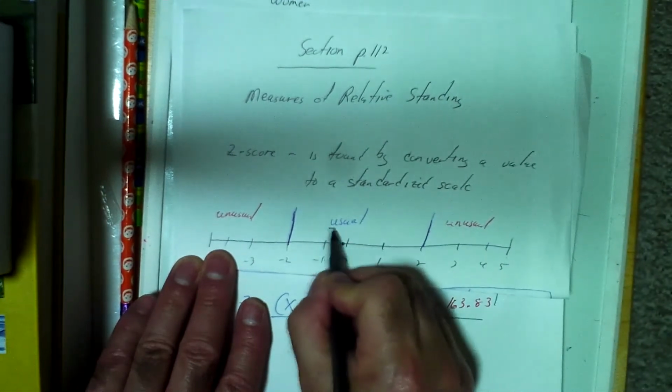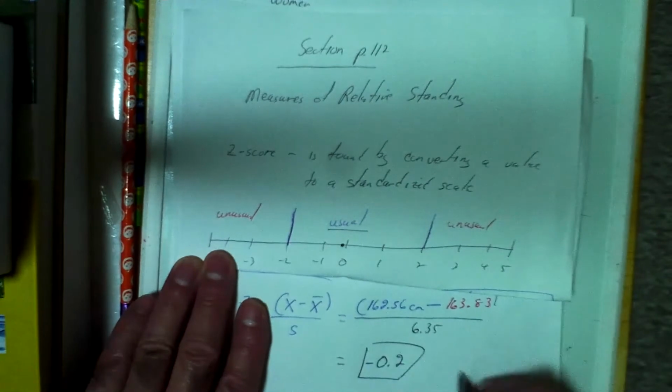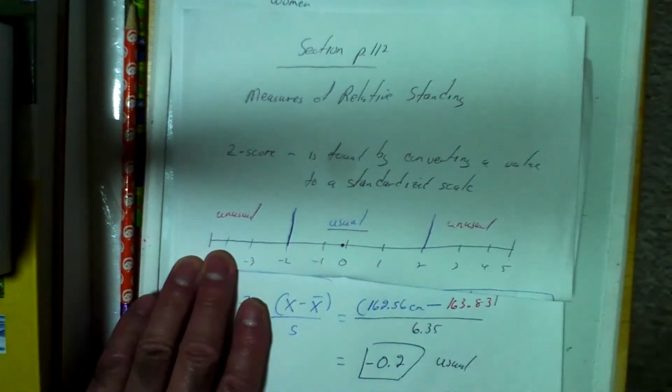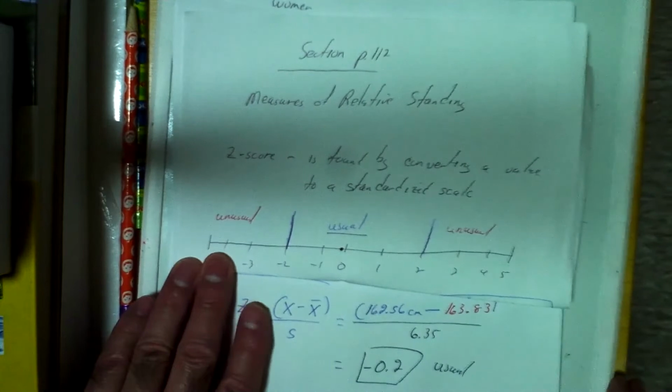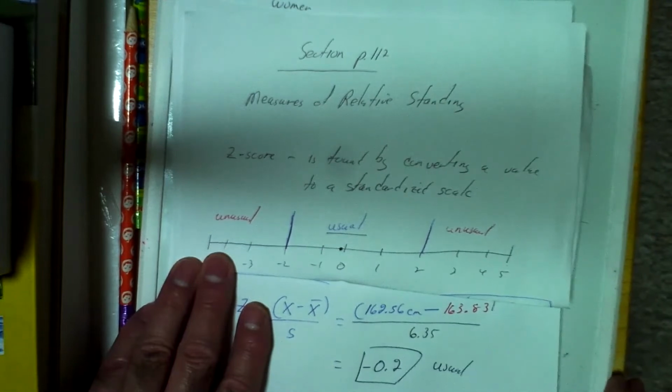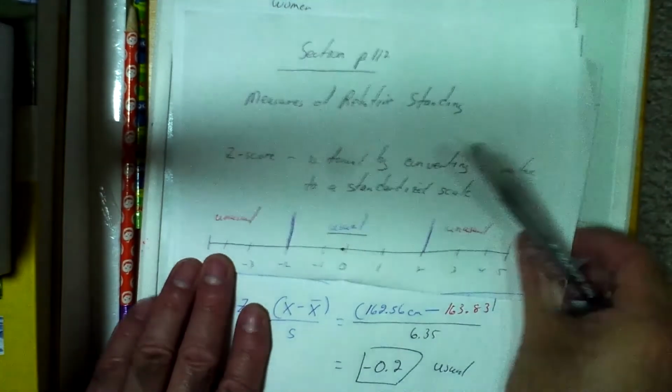So she is considered usual. So it is usual for her height to be that usual, because among all females, that's pretty much almost a usual height among women: 5'4".